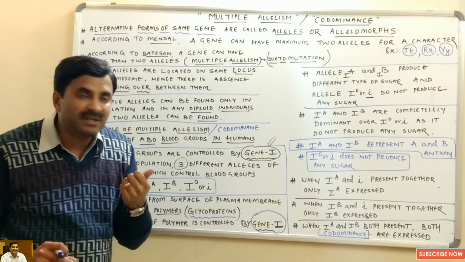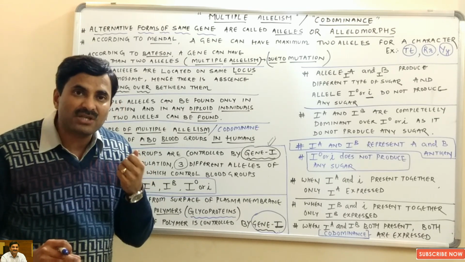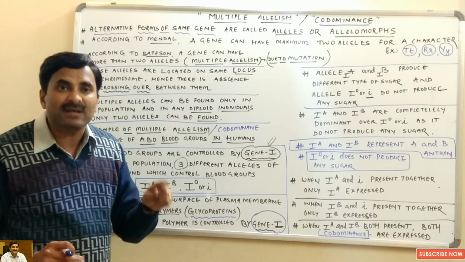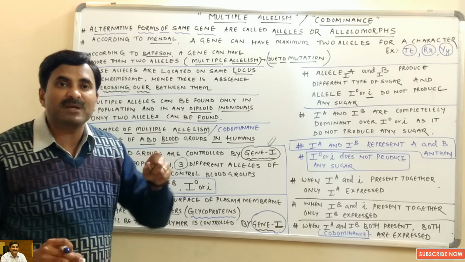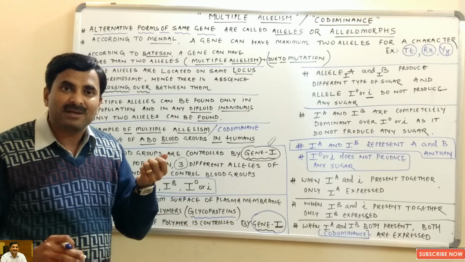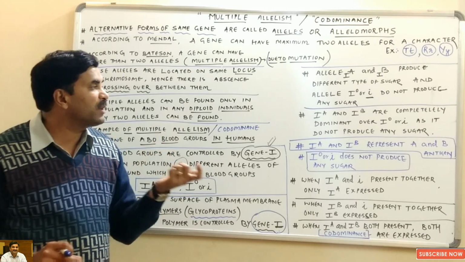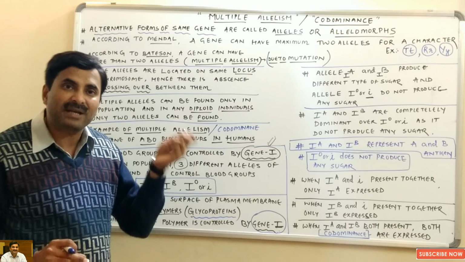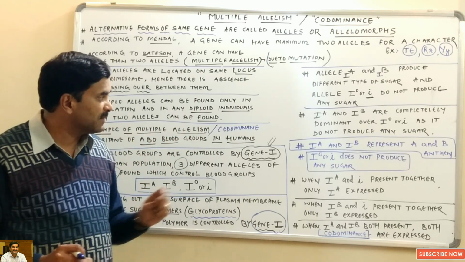So you will give the justification that IA and IB are dominant over small i because IA and IB produce sugar polymers, while the small i does not produce any sugar, and that's why it is not dominant. IA and IB are dominant.